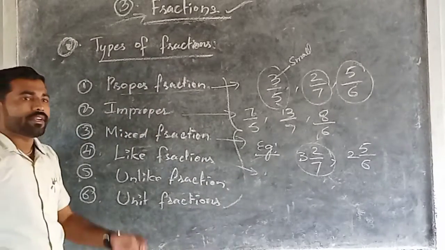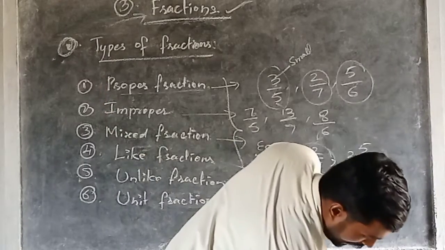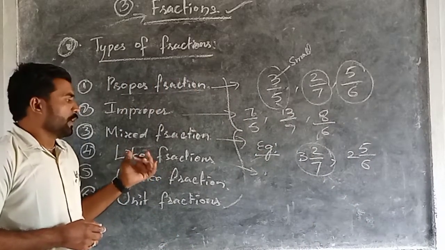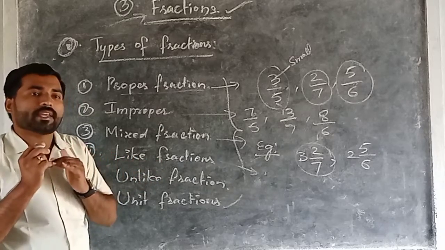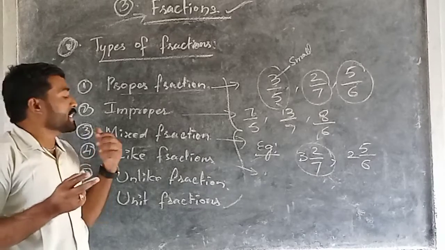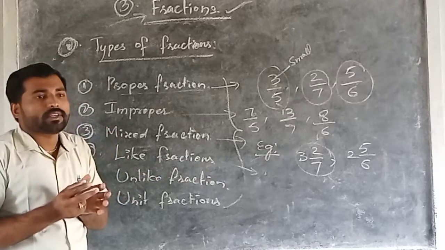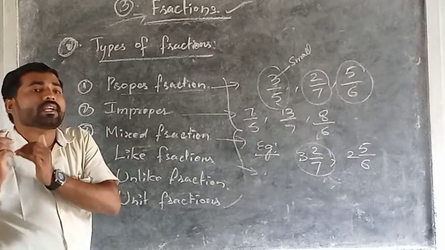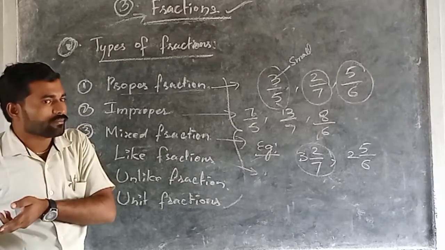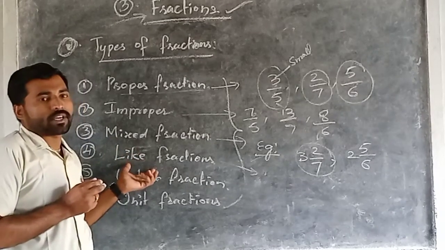Okay, now let us discuss the like fractions. Look here. If the denominators are equal but the numerators are different, that type of fractions is said to be like fractions. In a fraction, if the given denominators are equal but the numerators are different, then that type of fractions is said to be like fractions.